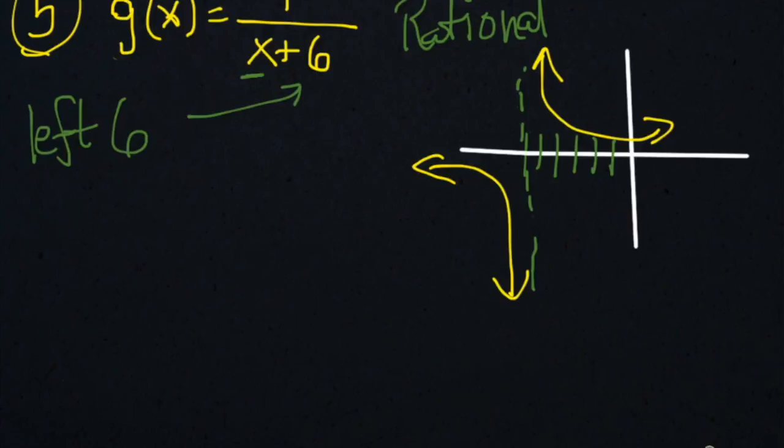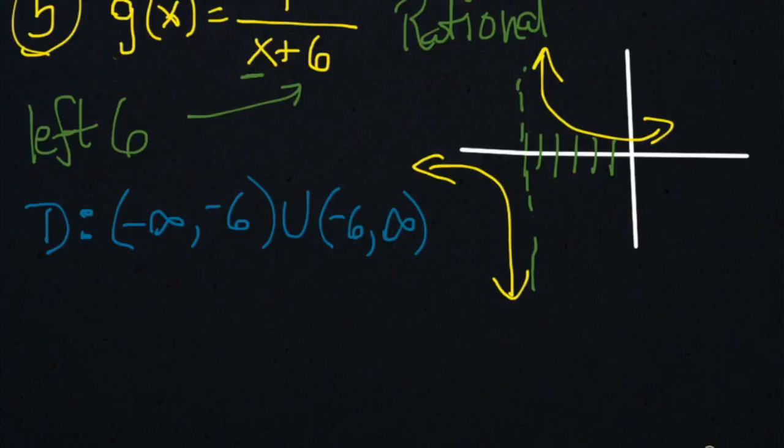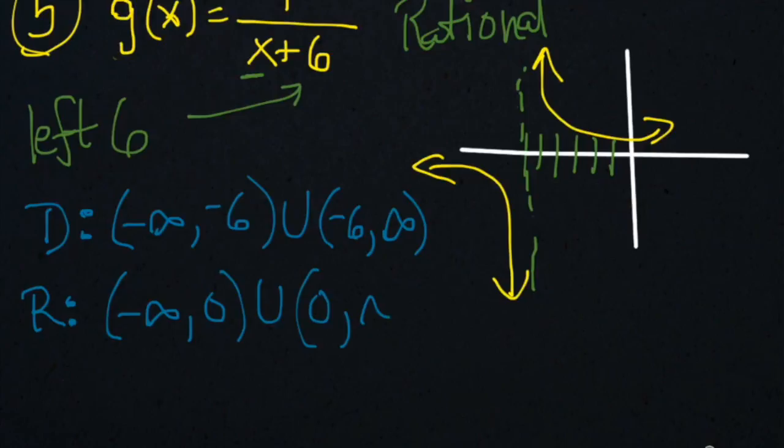Okay, so now let's look at our domain and range. So our domain is going to go from negative infinity all the way to that negative 6. We do not include the negative 6 because it is an asymptote, but we pick up on the other side and go to positive infinity. The range goes from negative infinity up to the x-axis, which is a 0. We're going to pick up on the other side and go to positive infinity.